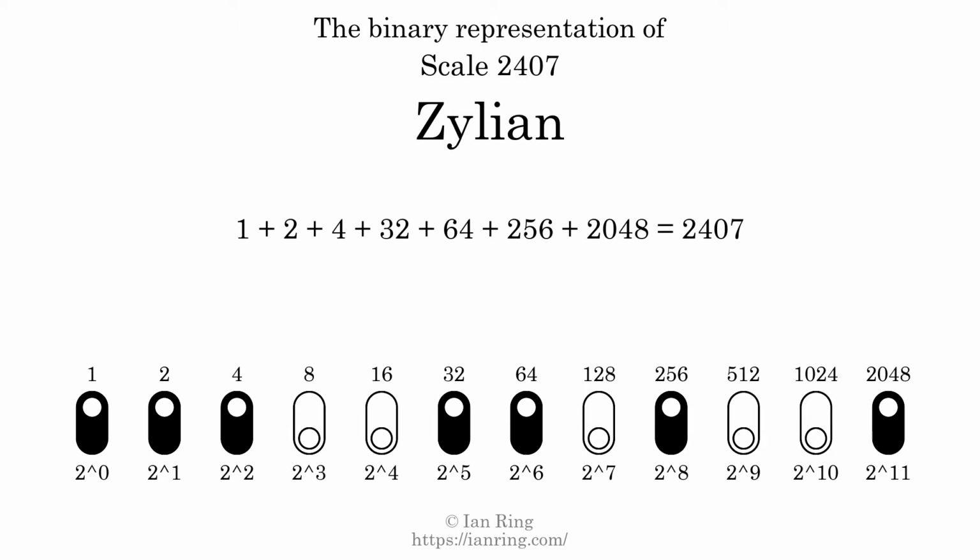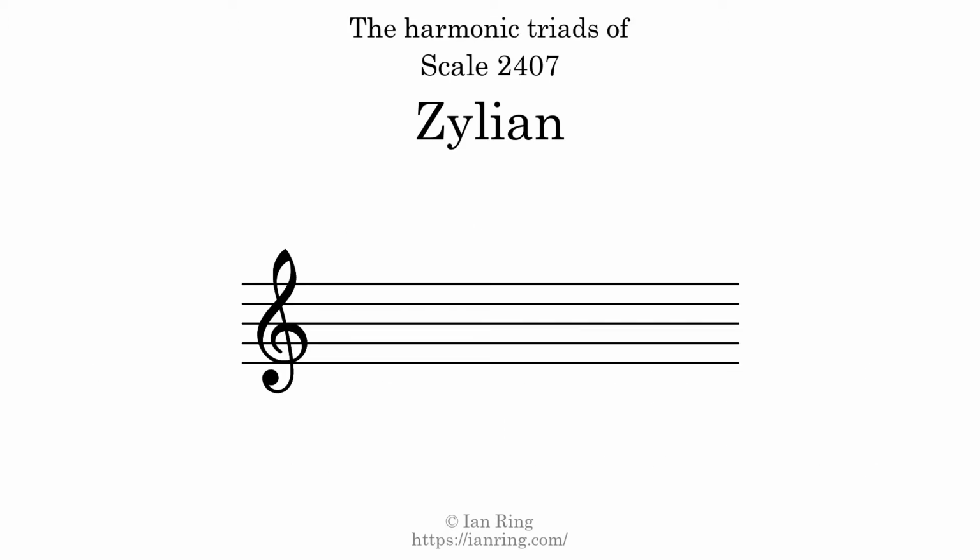The scale number not only enumerates the scale with a unique index, but it also literally describes the tonal content of the scale. Represented as a binary number in base 2, the scale number is 1001011001111. Here are the harmonic triads present in this scale.